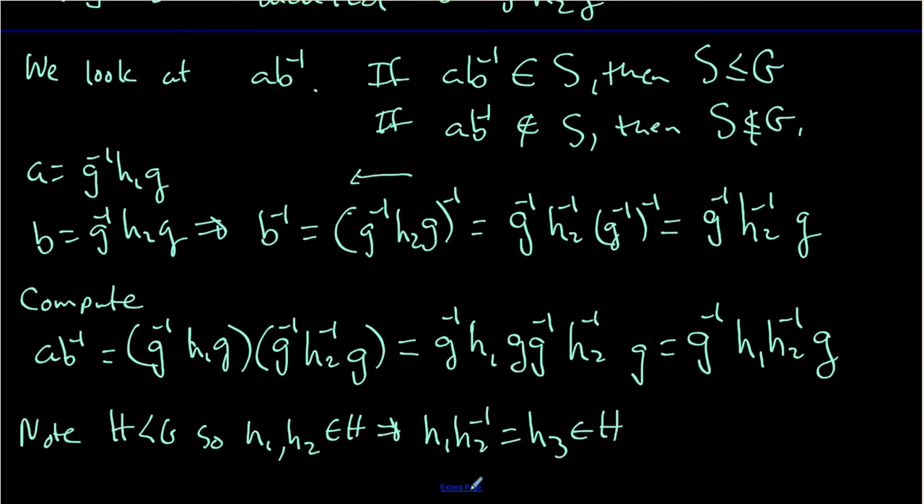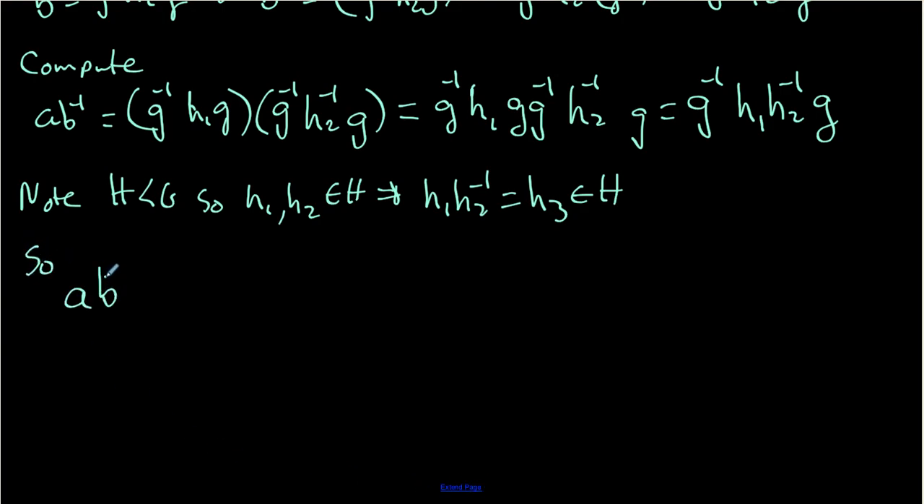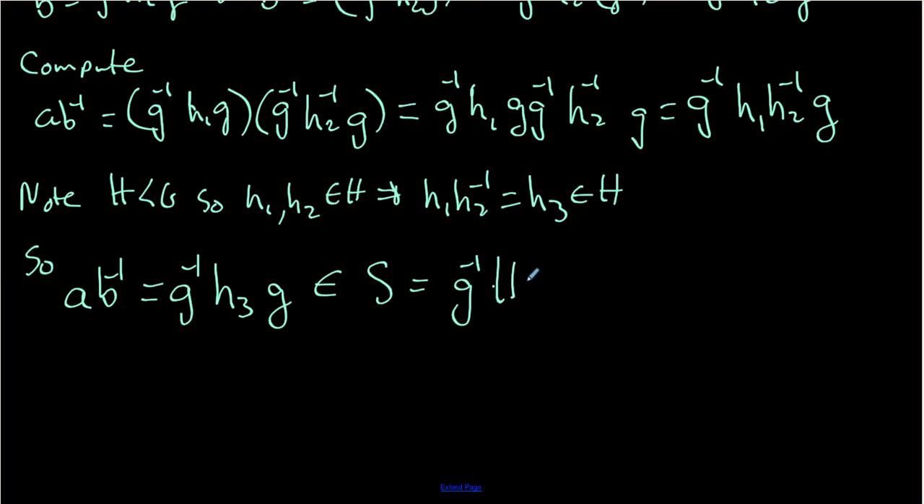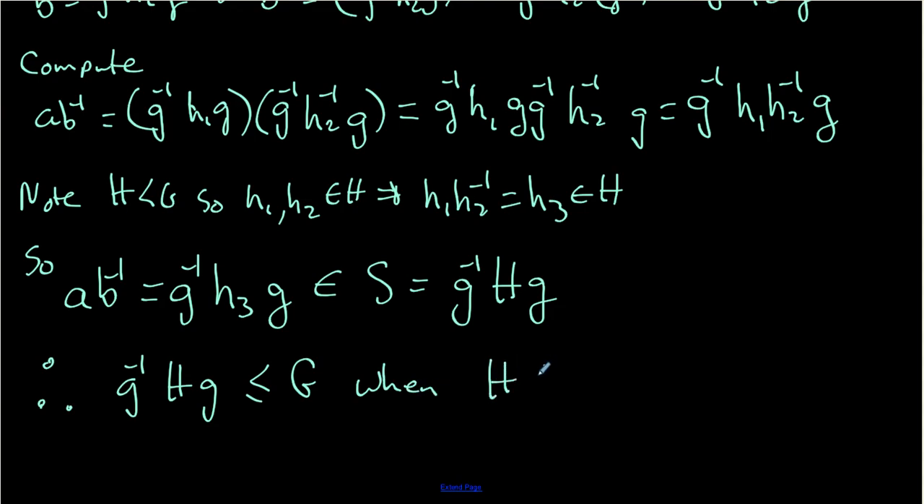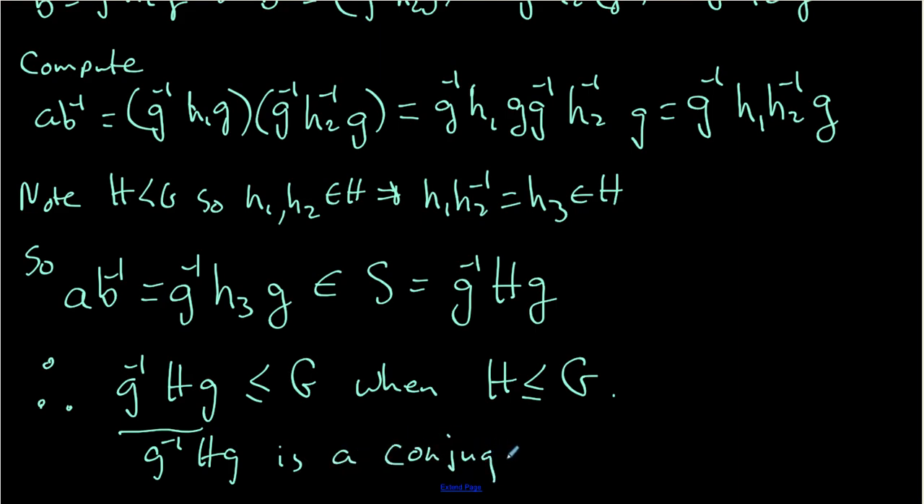And so what that says is that A B inverse now is G inverse times H3 times G, and that really has to be an element of S, which is G inverse times H times G. And that lets us conclude that conjugate subsets are indeed going to be subgroups of the original group when H itself is a subgroup of G. And we call this particular guy a conjugate subgroup of H.